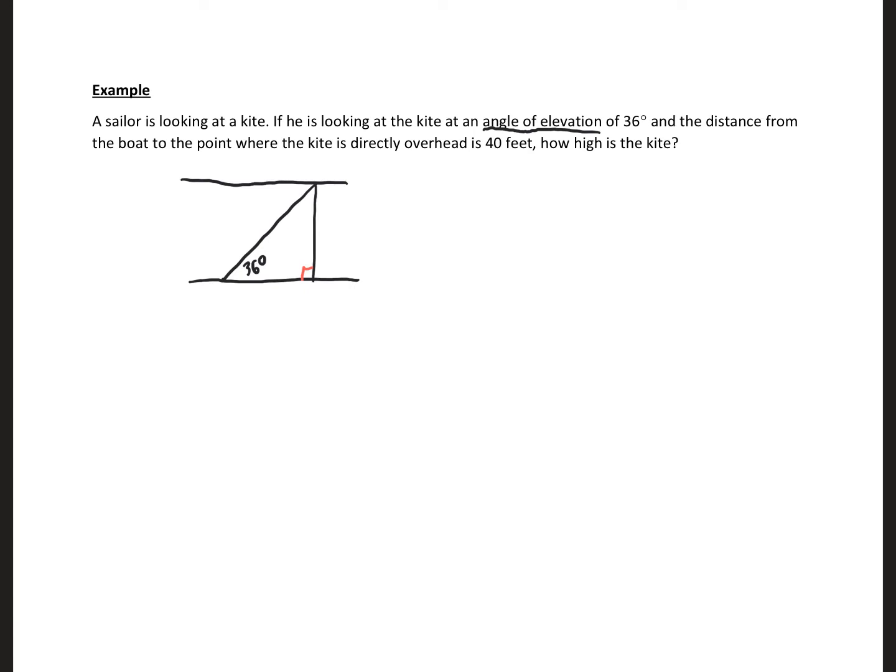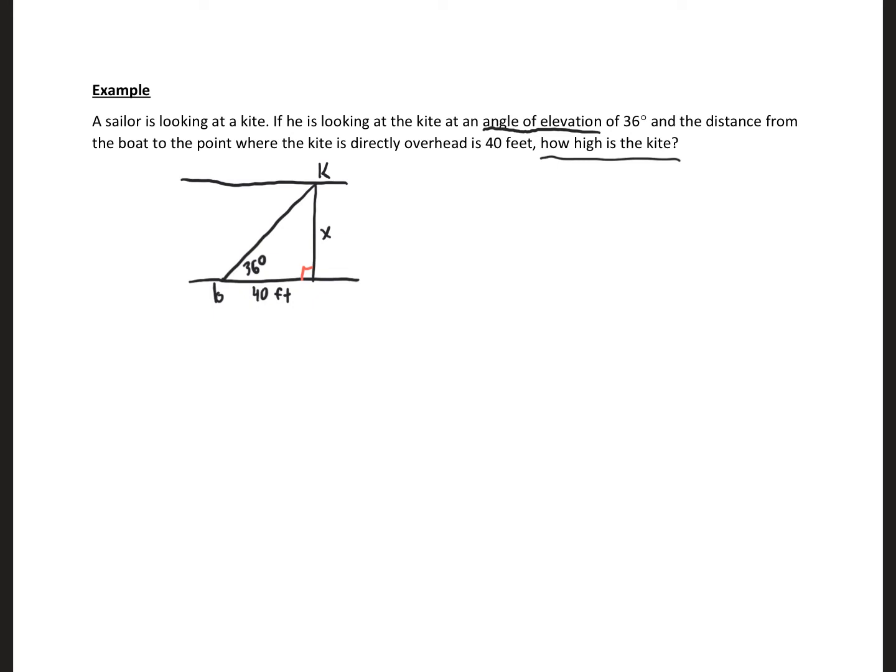It tells us the boat to the point where the kite is directly overhead is 40 feet. So let's let this be our boat. It's looking up at our kite. The distance from the boat to the point where the kite is directly overhead is 40 feet. We want to know how high the kite is. That is the kite's vertical height above ground level. So let's call that x. So we use the words to complete the diagram. We fit those specific side lengths and angles as they're described in the word problem.